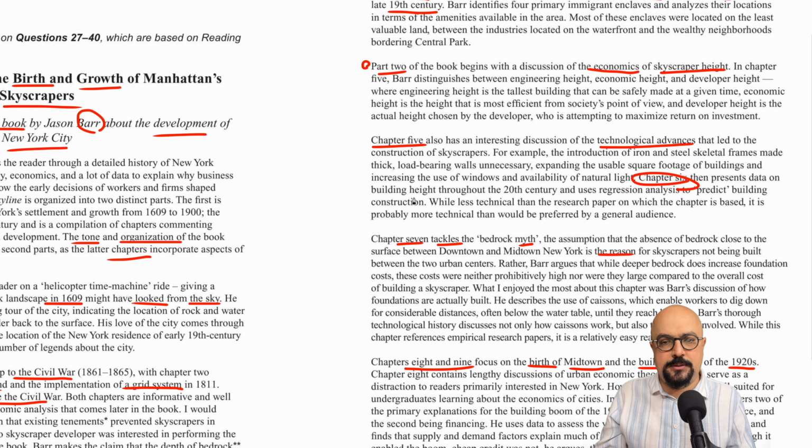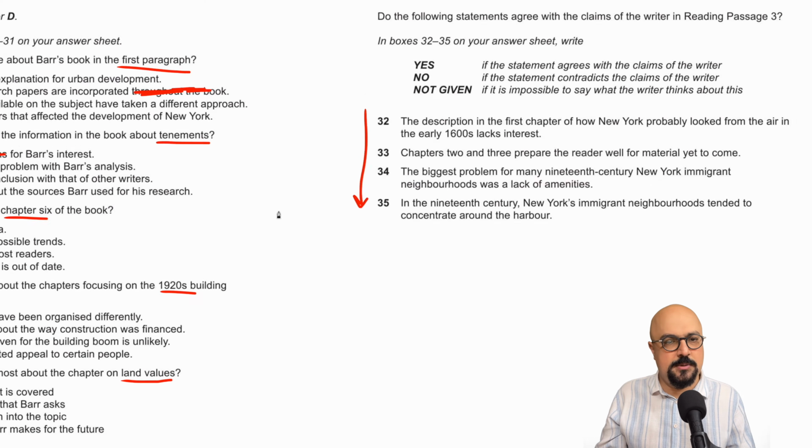Presents data on building height throughout the 20th century and uses regression analysis to predict building construction. While less technical than the research paper on which the chapter is based, it is probably more technical than would be preferred by a general audience. So it's more technical than would be preferred by a general audience. That could be the answer, but let's see.